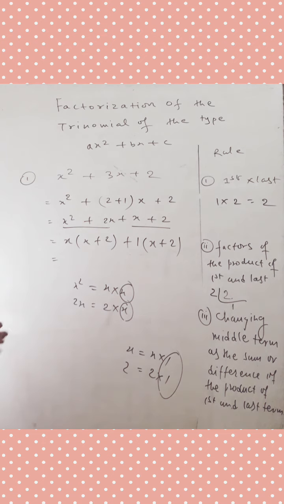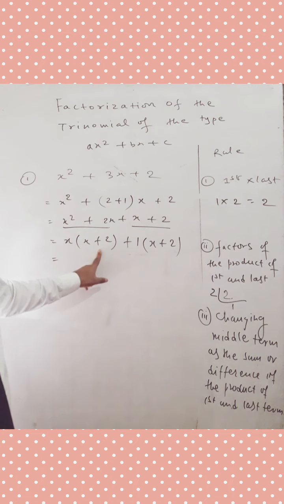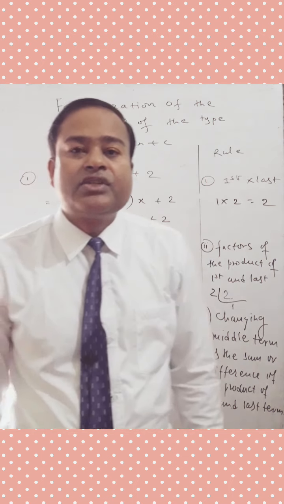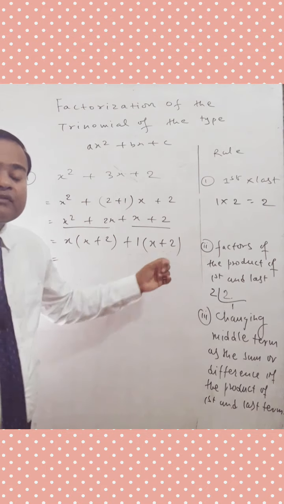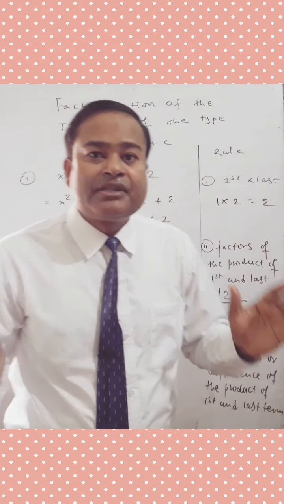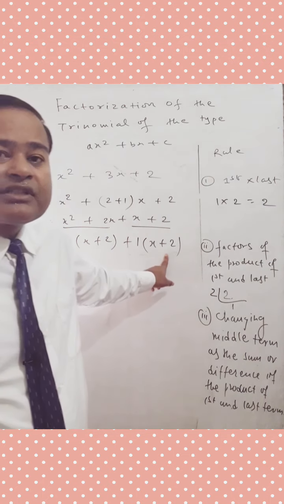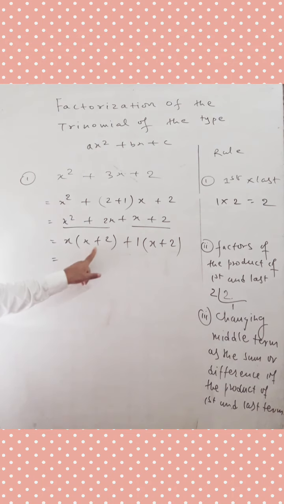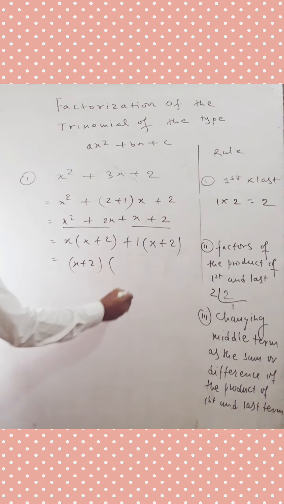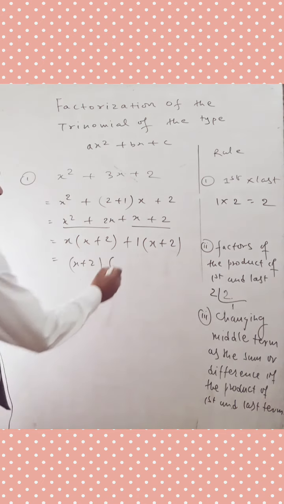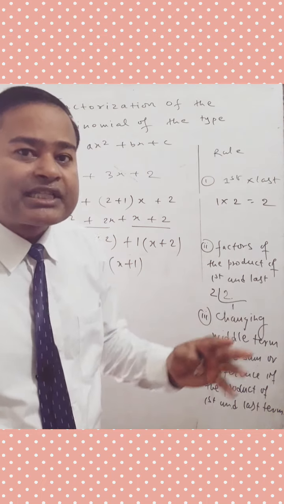So now, in the next step, in both the groups, we have x plus 2 as a common factor. According to the grouping method, after factorization, one of the factors in each group must be the same. So in the first group we have x plus 2, and in the second group we also have the same factor x plus 2. That means x plus 2 is a common factor. We can take x plus 2 common. Then the remaining factors are x and 1, that is x plus 1. So we have got 2 factors, x plus 2 and x plus 1.